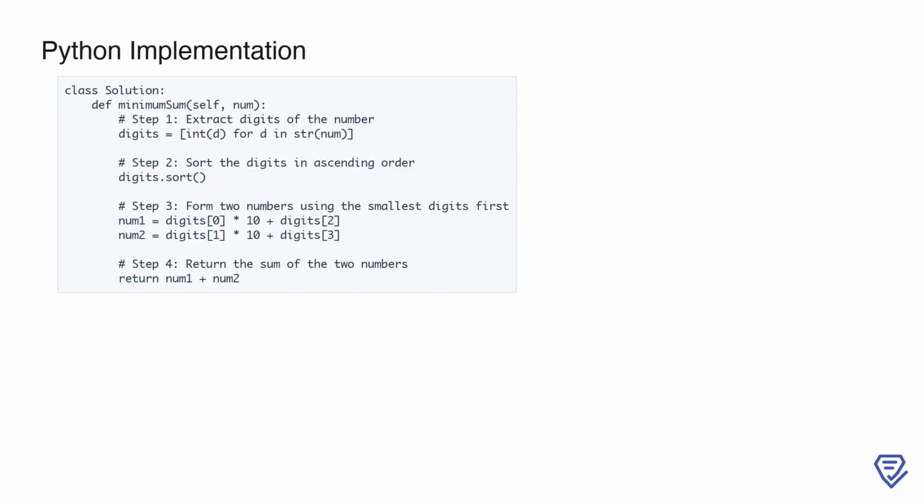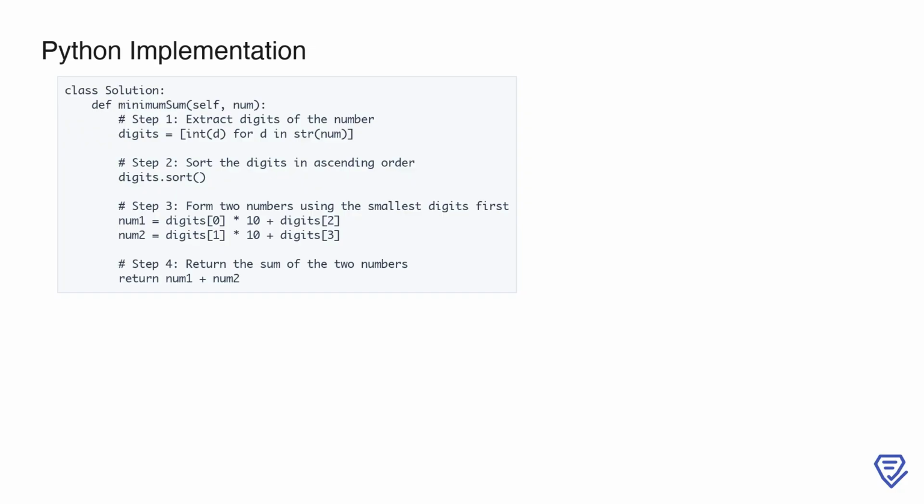1. Extract digits from the number. The first step is to convert the input number into its individual digits. By converting the number to a string and iterating through it, we can extract each digit as an integer. For example, if number equals 2938, then digits equals 2, 9, 3, 8.